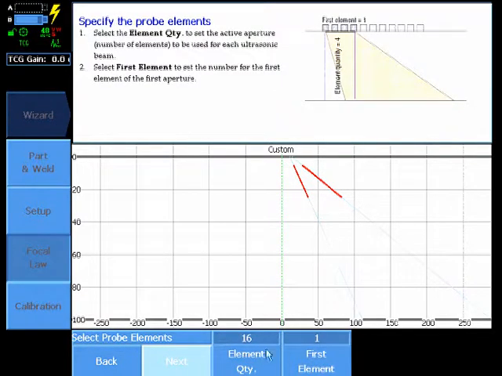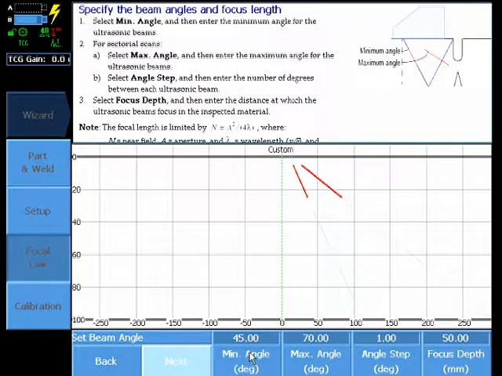The element quantity is relative to the size of the aperture, and the first element position is where the 16 elements start, and it's relative to the beam exit point within the probe. Select Next. Our minimum and maximum angles are determined by our ability to calibrate them, and most combinations are designed in the range of 45 to 70 degrees. With a one angle step resolution will give us 26 total A scans with a focal depth of 50 millimeters. Select Next.